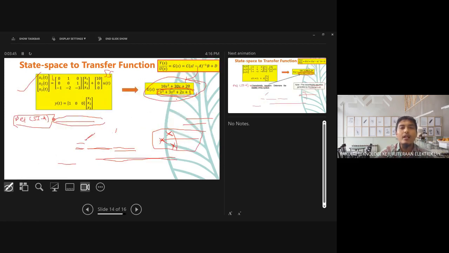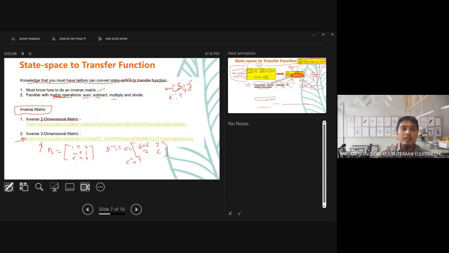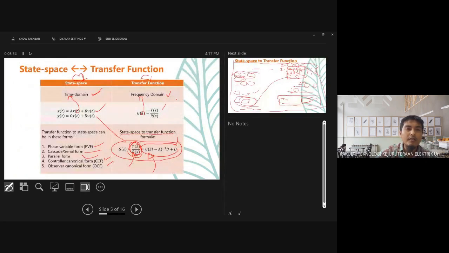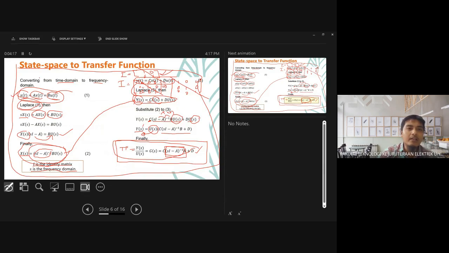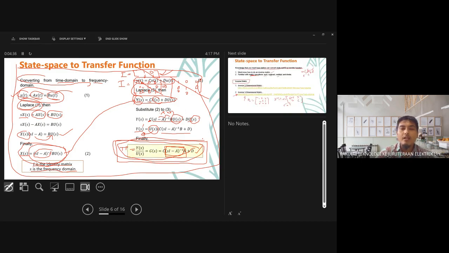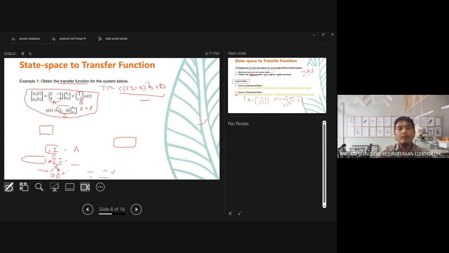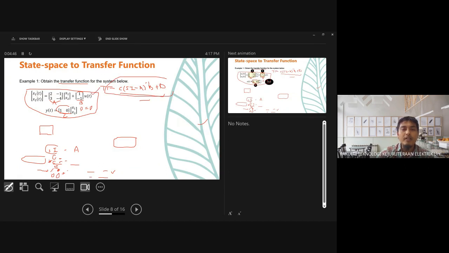Before I proceed to the second slide, I would like to do some conclusion on this slide. This lecture note focuses on how to convert from state space to transfer function only. Okay, and then after you convert from state space to transfer function, you can determine the stability of the system. So the most important thing that you must know based on this slide, you must know how to convert from time domain to frequency domain. You must know how to generate this formula. That's the first thing. And then the second most important part, you must know how to use this formula in order to solve the question. Okay, you must know how to use this formula in order to obtain the transfer function based on the state space. Okay, do you have any question regarding this?